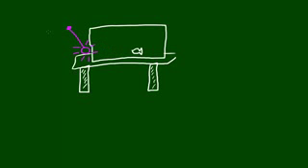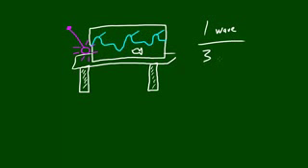So let me draw this a little bit better. Alright, so there. So here's a wave, and here's a wave. So if the pendulum had a period of 3 seconds, then that would mean it would make a new wave every 3 seconds. Therefore, the frequency would be 1 wave every 3 seconds.